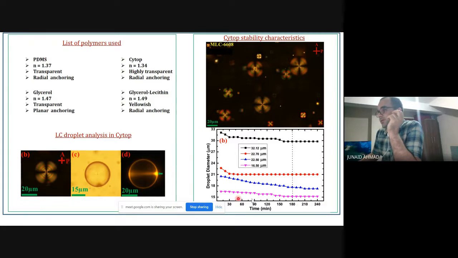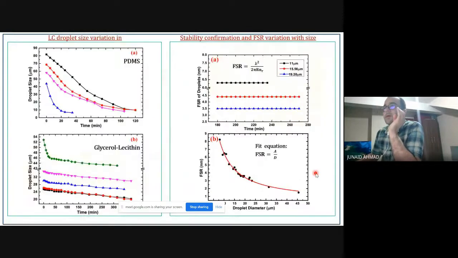So basically, when we form droplets in Cytop, after nearly over 3 hours of formation, the droplets tend to have stable size. And these are some of the results which we saw for droplet size in PDMS, where you could see the droplet size degrades very fast. And same is the case in glycerol lecithin, although slower in pace as compared to PDMS.